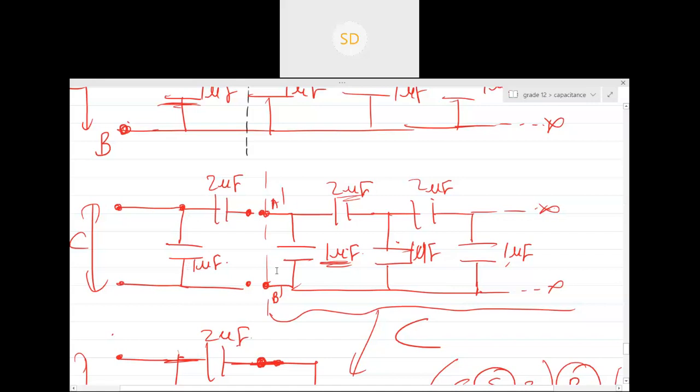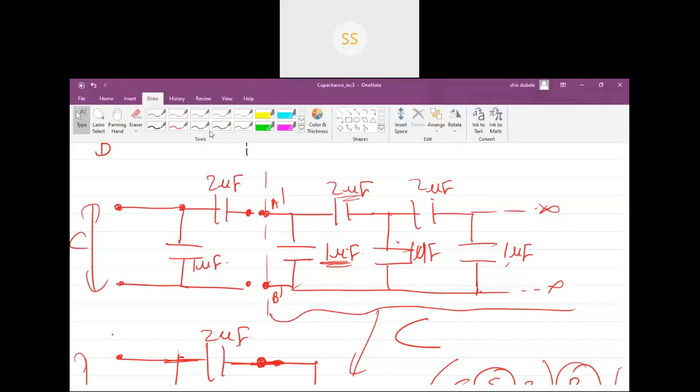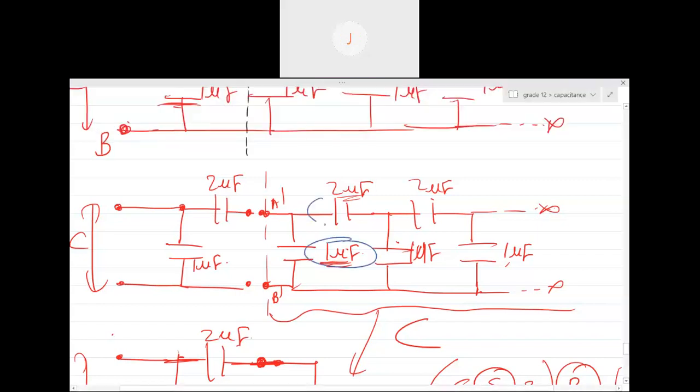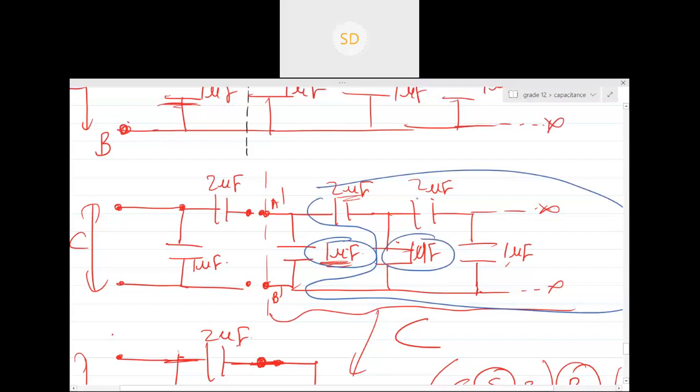In these questions, don't they ask us to calculate charge on the 1 microfarad on the right side, with this and this? That's also still not the same way, because for this 1 microfarad to be solved, this 1 microfarad and this whole thing, I'll just draw it, has to be solved. This 1 microfarad and this whole thing is in parallel.